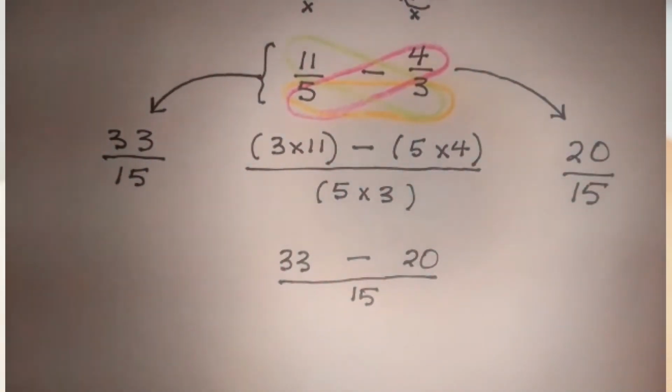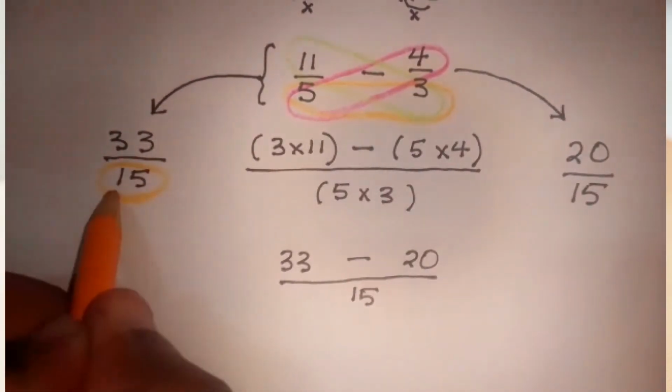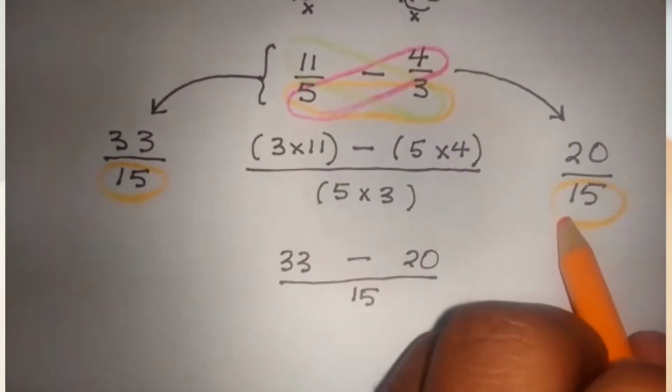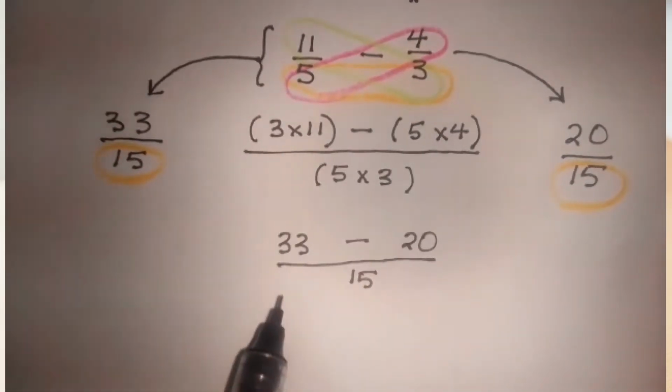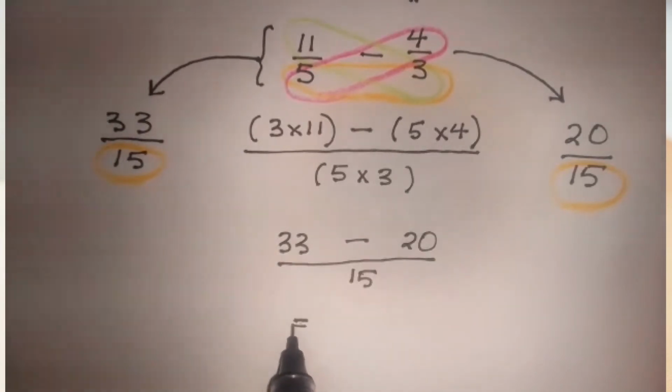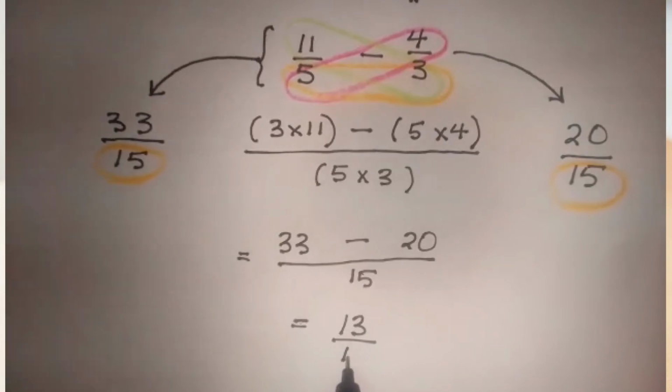Now when you look at it, this is the interesting part. The denominators are exactly the same. Seeing that they're exactly the same, I can just go ahead and subtract the numerators and get my answer. So this is why the butterfly method actually works. I have 33 and I'm taking away 20 from it. 33 take away 20 will give us 13 over 15. And that's it. Easy as that.